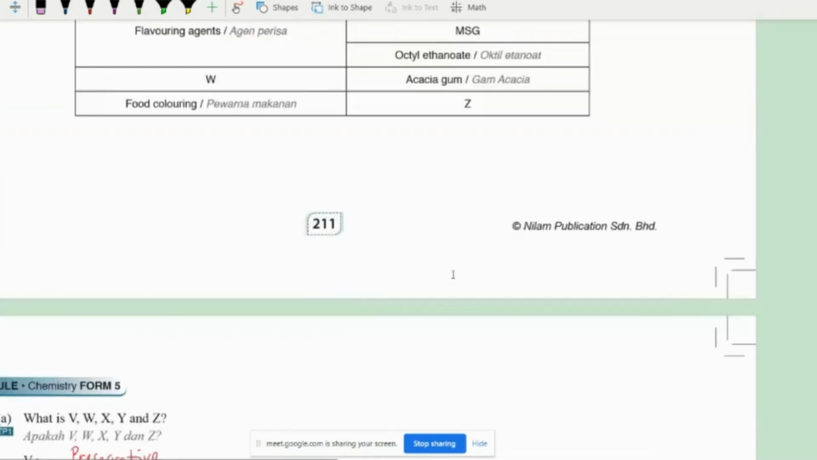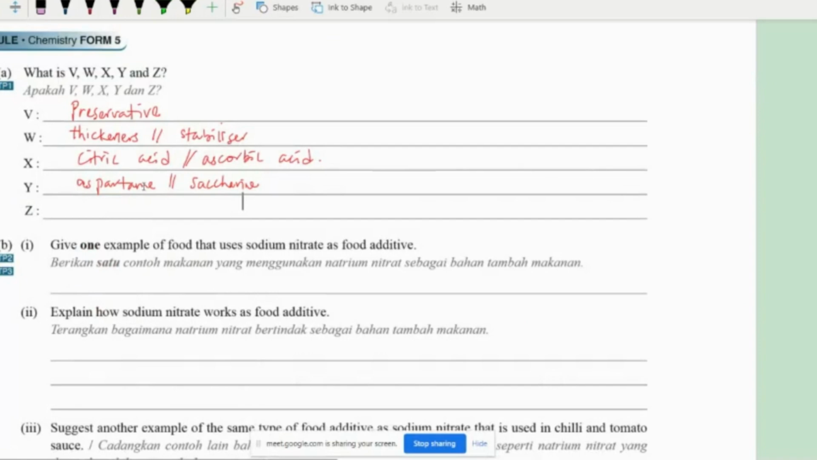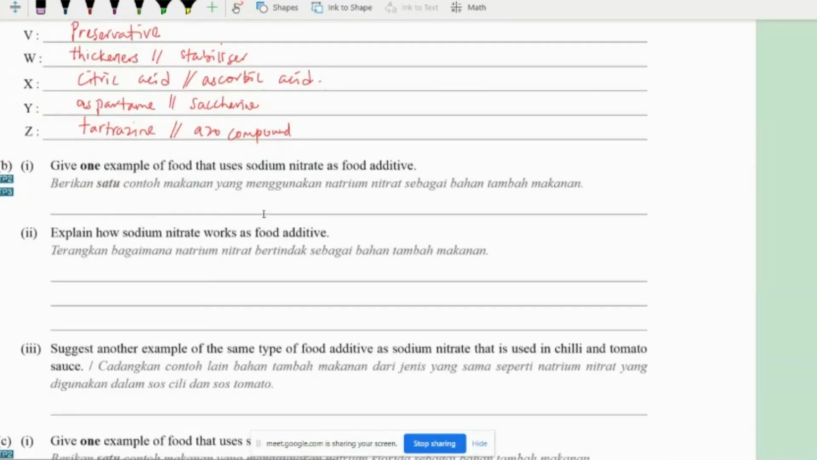Last one, Z, food coloring. How about an example? What have you written? Tartrazine. Okay, can. Coloring, right? Tartrazine. Azo compound, right? And then triphenylmethane compound also can. Any questions so far?